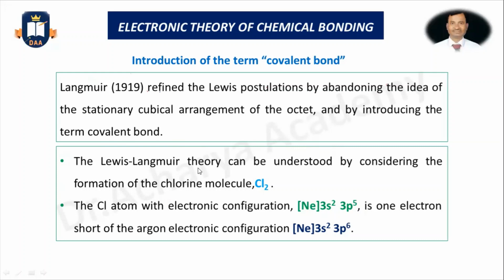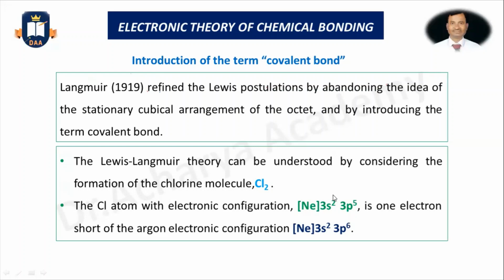With the example of Cl2, I will explain this. That means the chlorine molecule, which is made of 2 chlorine atoms. Each chlorine atom has the outer shell configuration 3s2 3p5, and the inner shell is the previous neon configuration. So the electron configuration can be written like this, and 3s2 3p5 is the outer shell configuration of the chlorine atom.